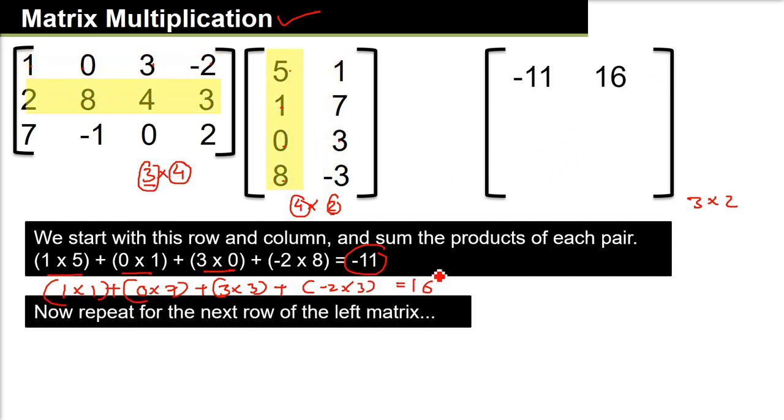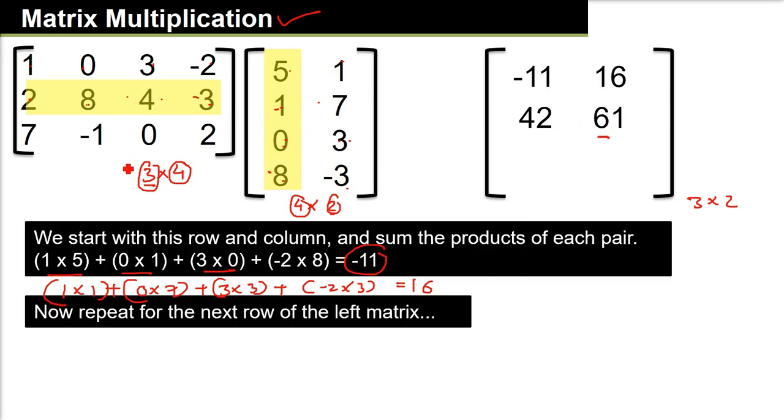Right? Now, when the first row is done, come to the second row and again do it with all the columns of the second matrix. Okay. So 2 into 5, 8 into 1, 4 into 0, 3 into 8, when you multiply and add, you get 42. Now the same second row with the second column: 2 into 1, 8 into 7, 4 into 3, 3 into negative 3, that will be 61.